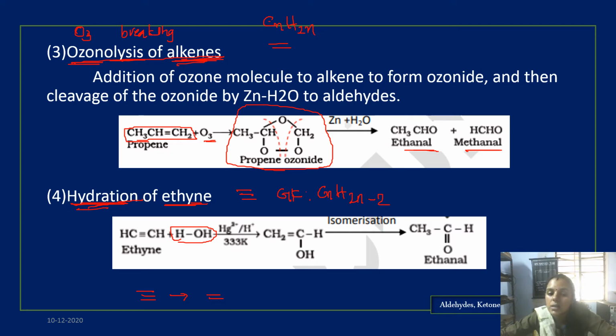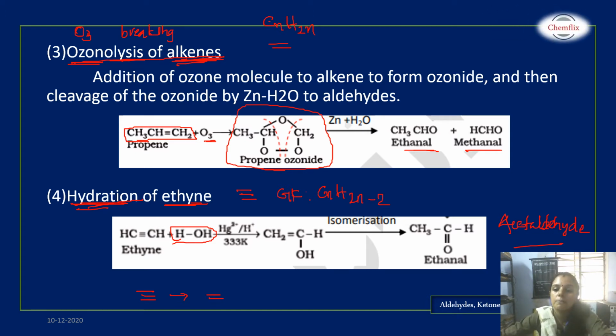Why acetaldehyde? Here there are only 2 carbon atoms, so you will get CH3CHO, ethanal, or acetaldehyde. That is the common name of ethanal. We already discussed nomenclature. Okay, now moving to the next slide.